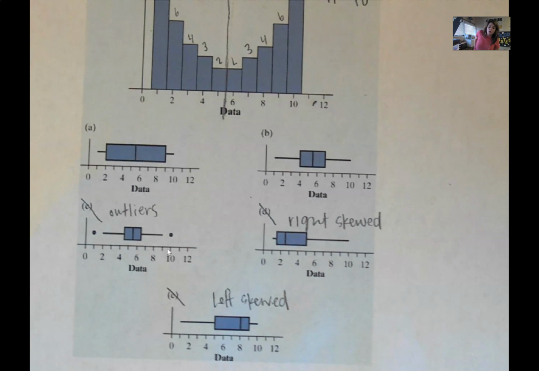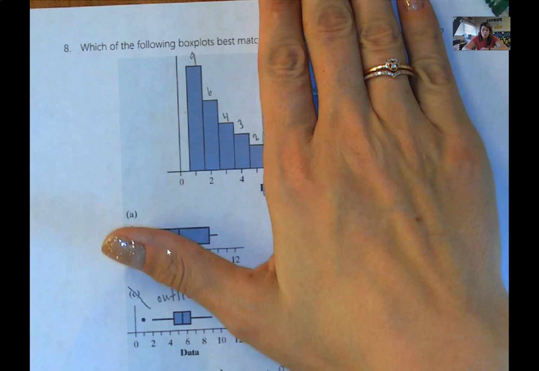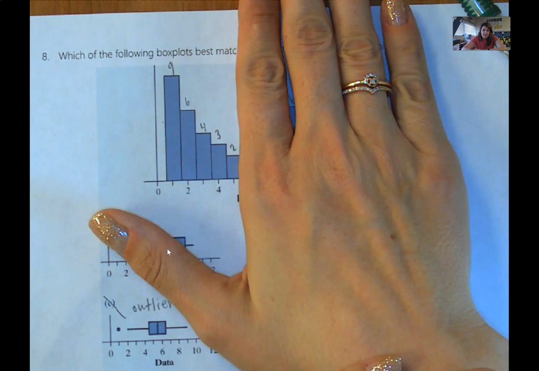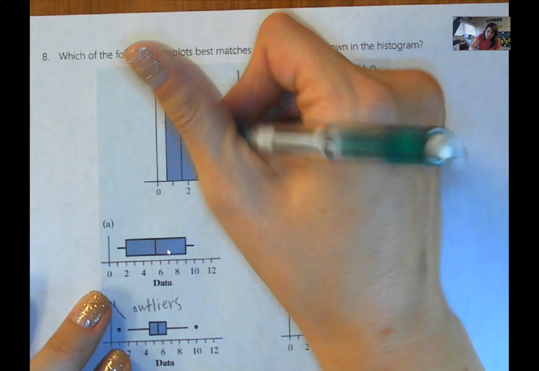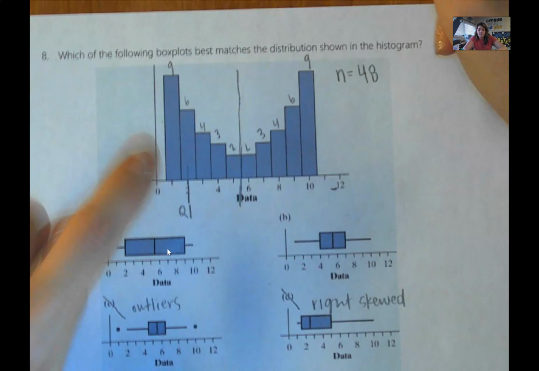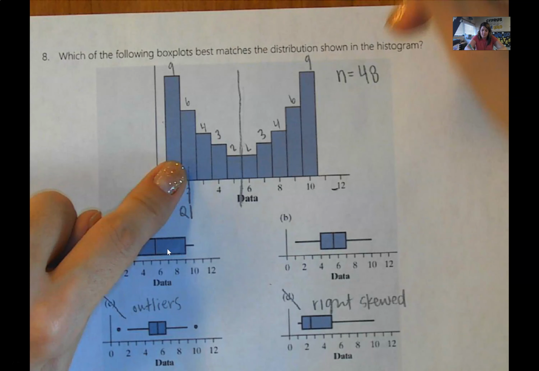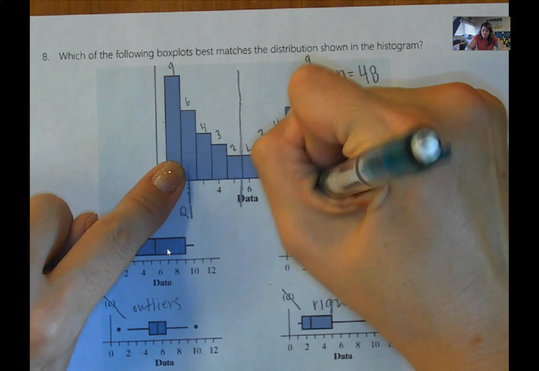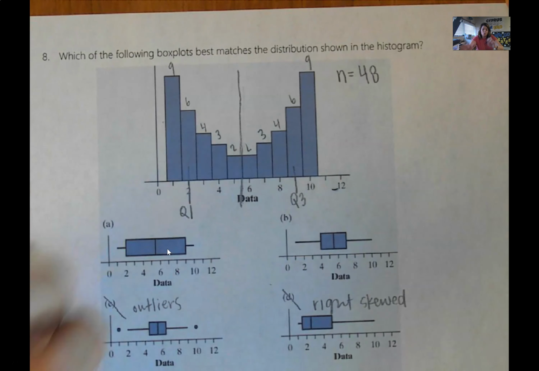Okay, well, there's 24 observations to the left of the median. If you add those up, that's 24, which means that quartile 1 is between the 12th and 13th observation. So that means quartile 1 is in this bin. Quartile 1 is in this bin. Well, because this is symmetric, that means that quartile 3 is in this bin. And now I can see which one I should choose.